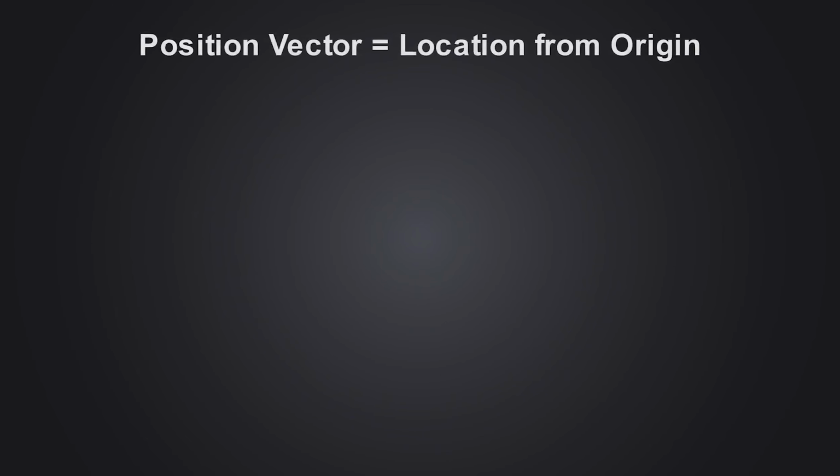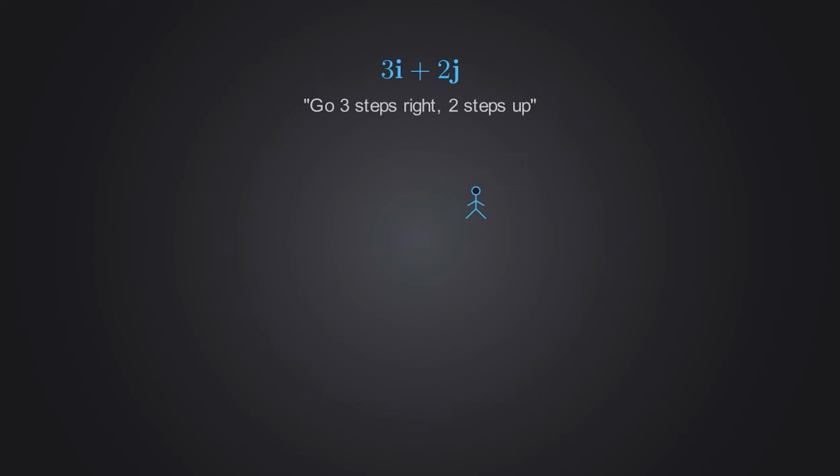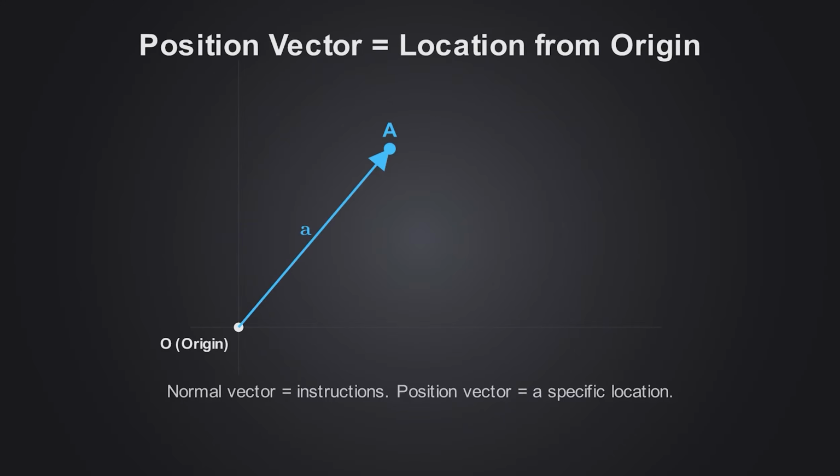Now, position vectors is something that the spec explicitly calls out, and it's something that a lot of exam questions will lean on. And here's the difference between a normal vector and a position vector. And it's one distinction that seems simple, but it's very important. A vector is an instruction, how to get somewhere. But a position vector is a location, where you are.